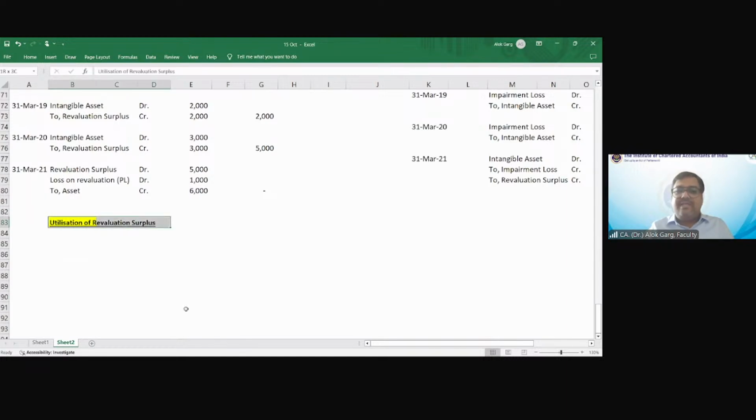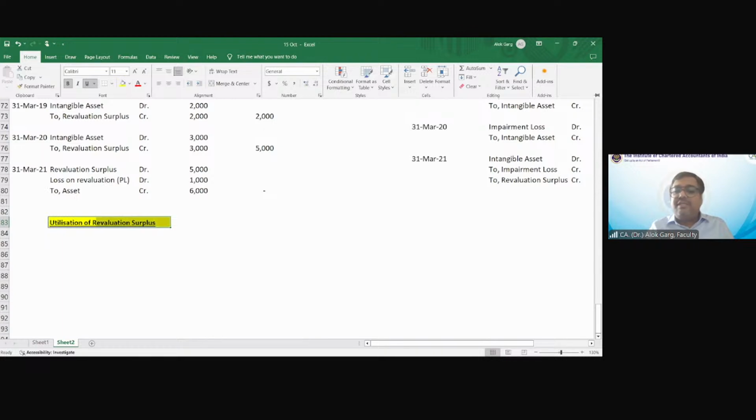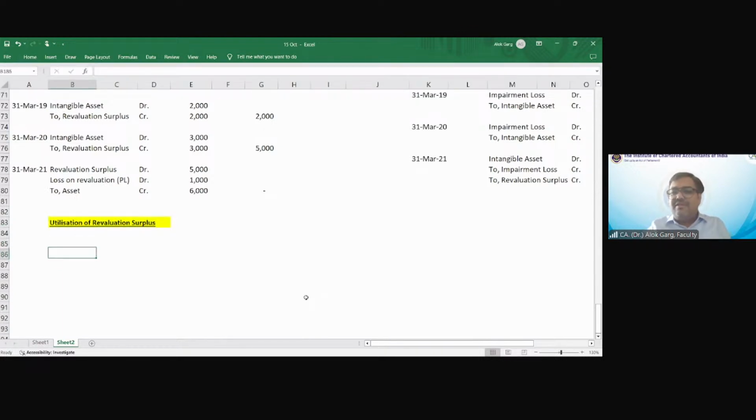So how to use this revaluation surplus? Can anyone tell me how this revaluation surplus can be used? The revaluation surplus can be used either at the end of the life of the asset or during the lifetime. At the time of disposal or derecognition of the asset.